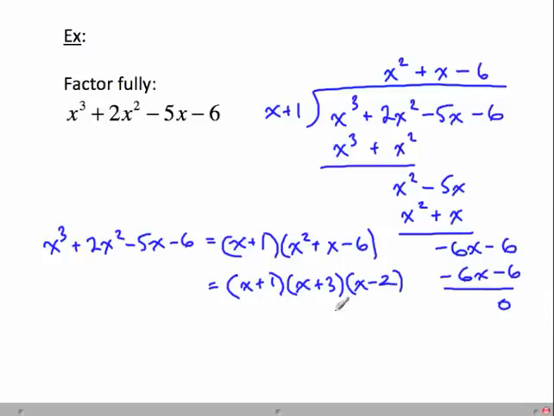And if you wanted to check that, you could multiply it back out to prove to yourself that the two sides are equal. So that's factoring polynomials. We use the factor theorem to find the first binomial factor, and then we use either long division or synthetic division to find the others.